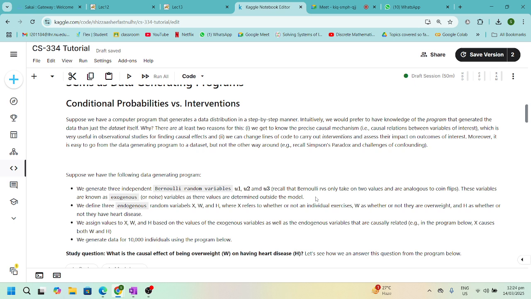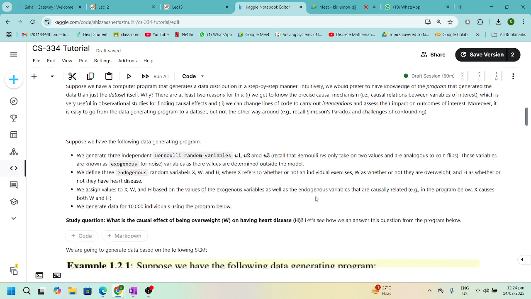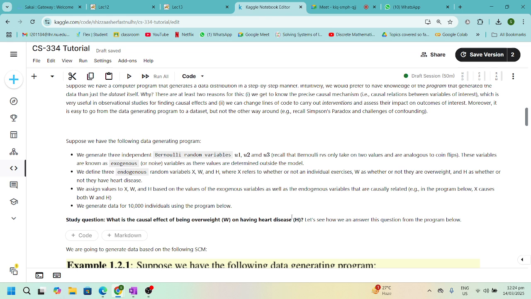We're going to have our data generating algorithm in front of us, so I'm going to walk you through this algorithm. You have three independent Bernoulli random variables. I'm going to clarify again what a Bernoulli random variable means. It's like a coin flip. A Bernoulli variable can only have one of two binary values. It can either be 0 or it can be 1. That's the first important thing. The second important thing is it is always 1 with a certain probability which you define.